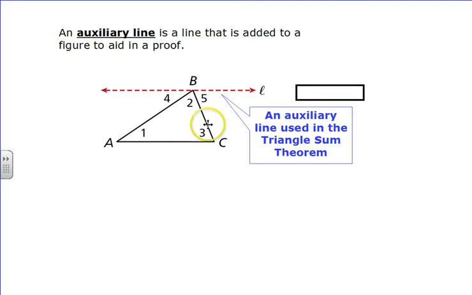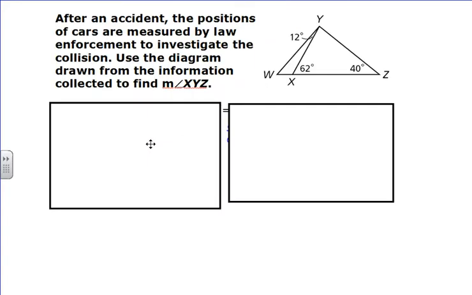And so we're going to see that there are some angles inside the triangle. Do you see there are also some angles outside, exterior too? Okay, so let's look at this. After an accident, the positions of cars are measured by law enforcement to investigate the collision. They do the math. Use this diagram drawn from the information collected to find the measure of angle XYZ. So we're looking for this little angle over here.